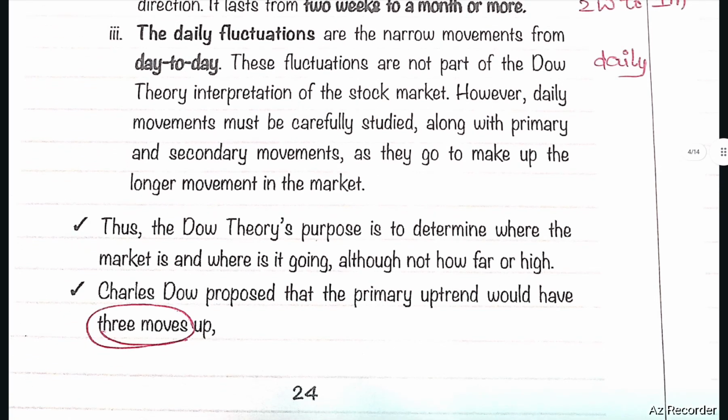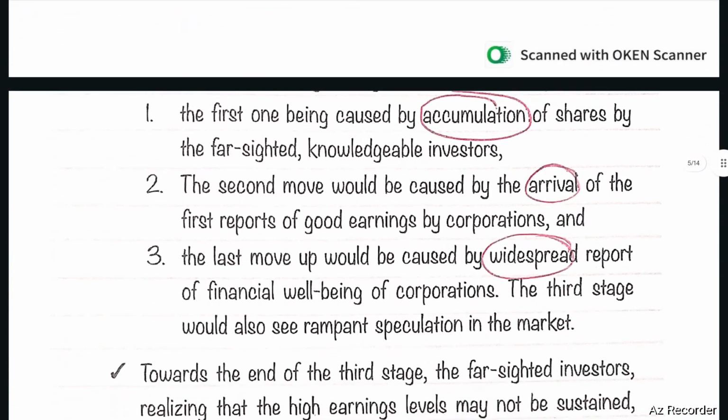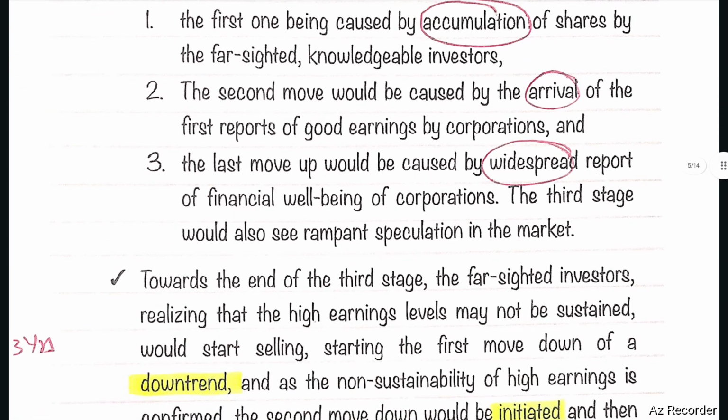Thus, the Dow theory's purpose is to determine where the market is and where it is going, although not how far or high. Charles Dow proposed that a primary uptrend would have three moves up. First one, accumulation; second, arrival; third, widespread. The first one is caused by accumulation of shares by the far-sighted, knowledgeable investors. The second move would be caused by the arrival of the first reports of good earnings by corporations. And the last move up would be caused by widespread reports of financial well-being of the corporations.